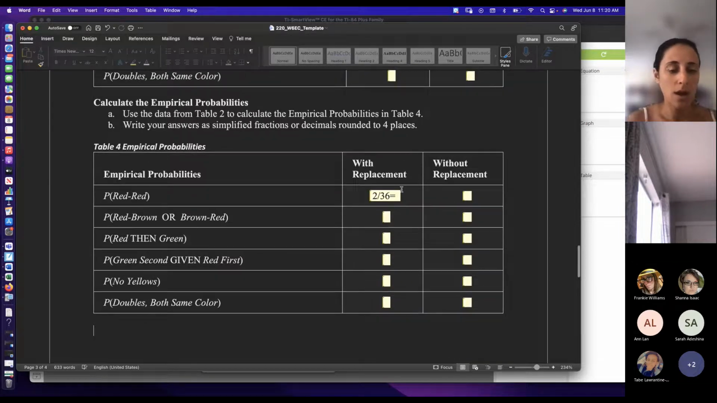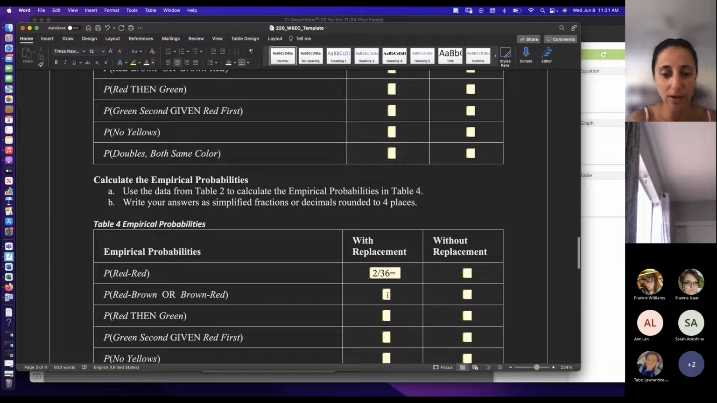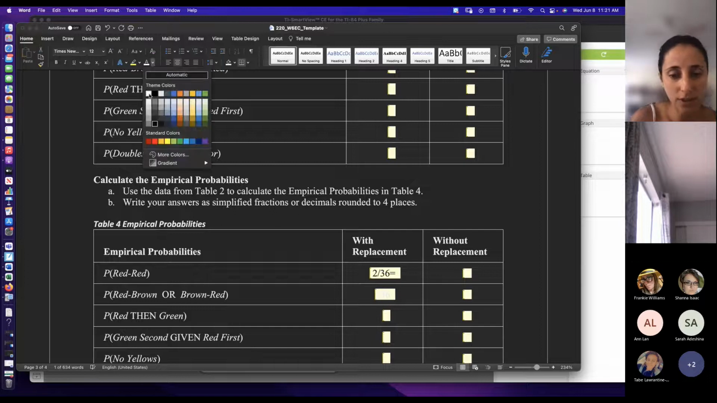Let's go red, brown, or brown, red. This is empirically, right? Red, brown, or brown, red. I know my total outcome is 36. It's going to be out of 36, right? This is just how it downloads. For some reason, it just, okay.